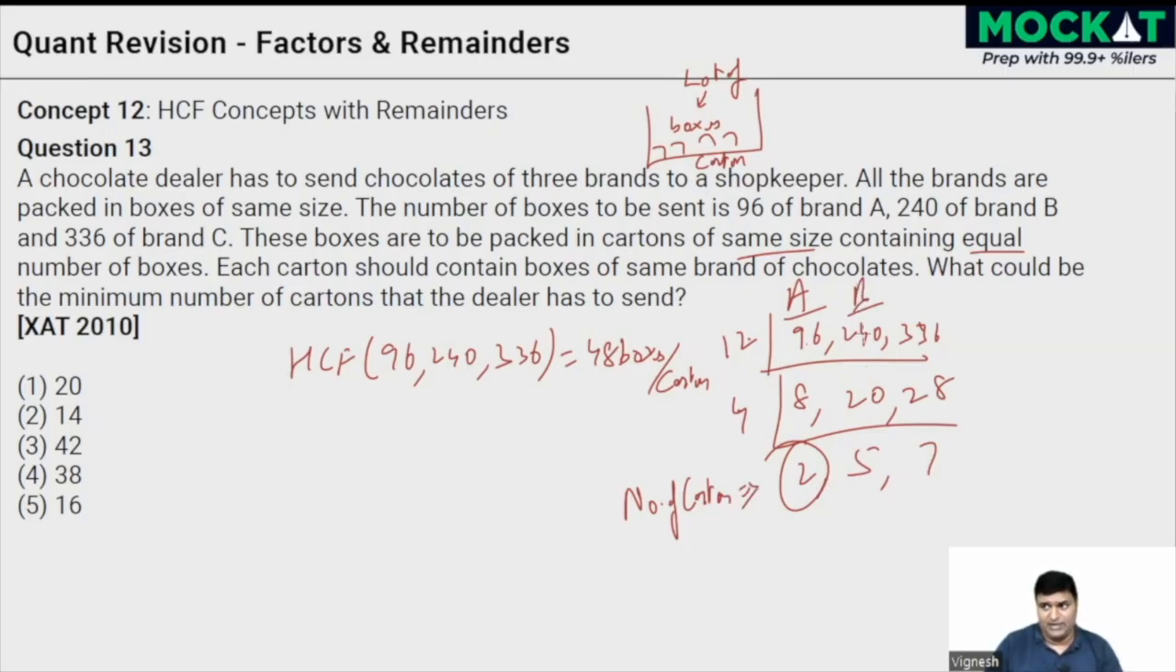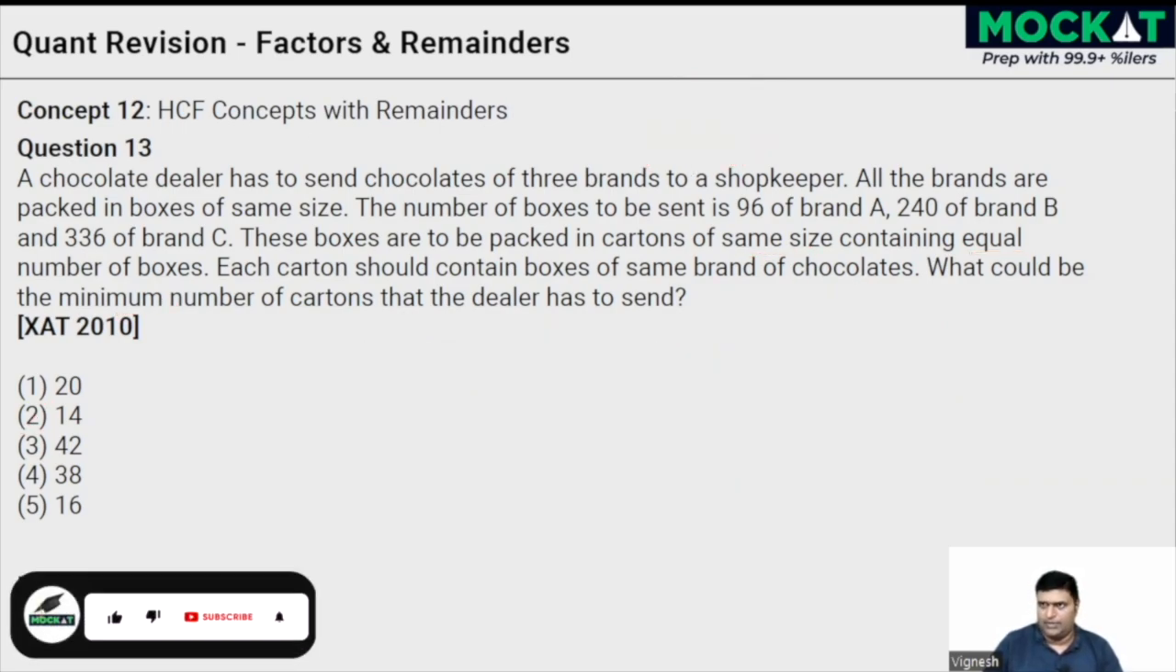For brand B, 240 boxes. If it's 48 boxes per carton, 240 by 48 is nothing but what we got over here, 240 by 12 by 4, which is 5, and 7 for brand C. 2 plus 5 plus 7, that's the minimum number of cartons, which comes to 14. Option 2 over here becomes the answer. Okay, moving to the next one.